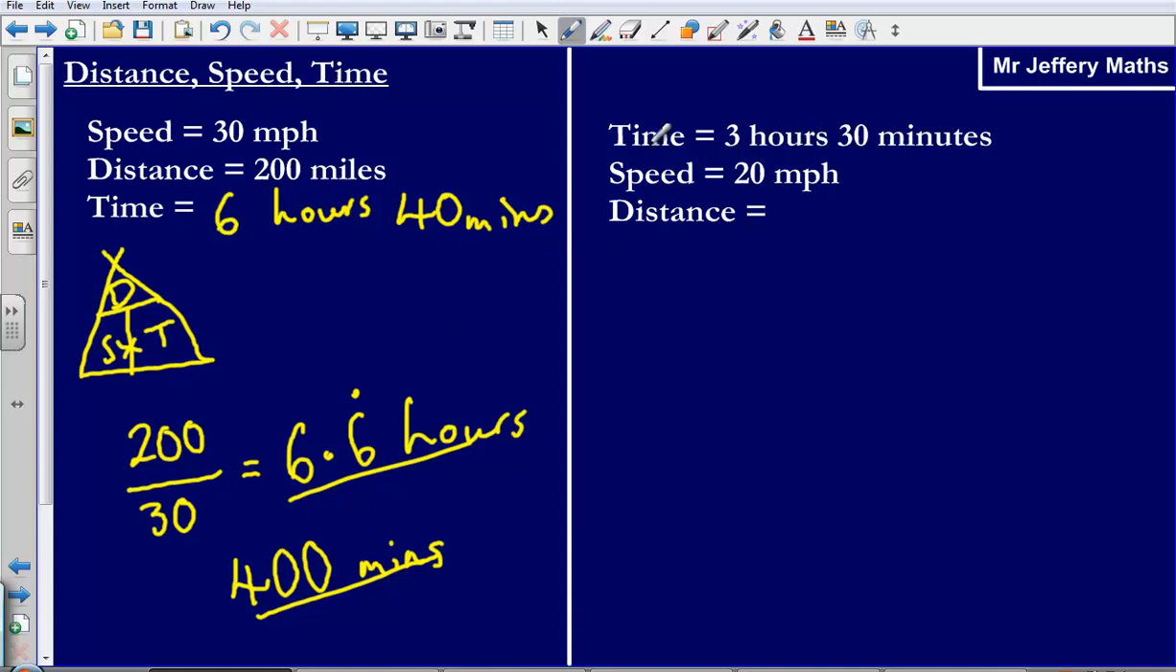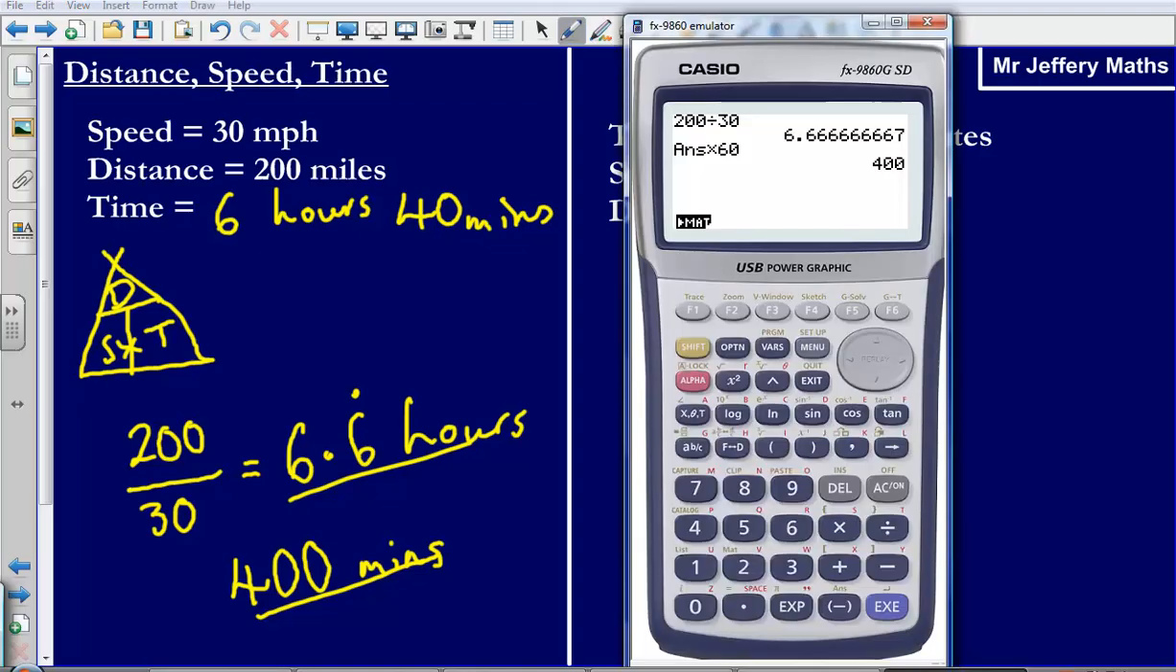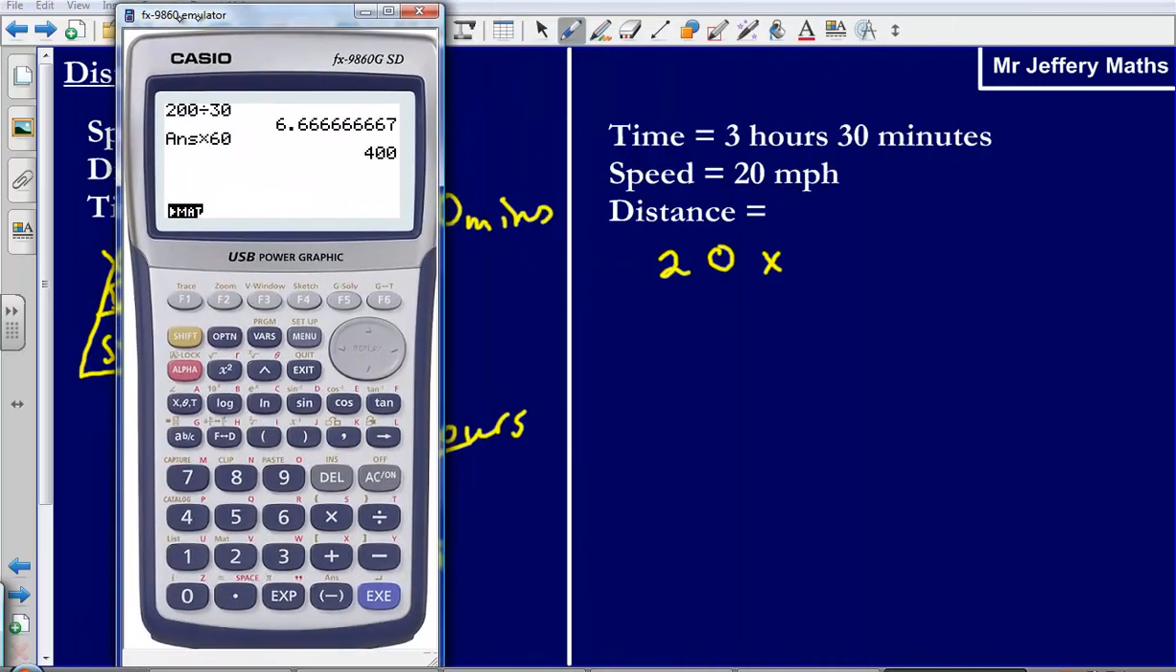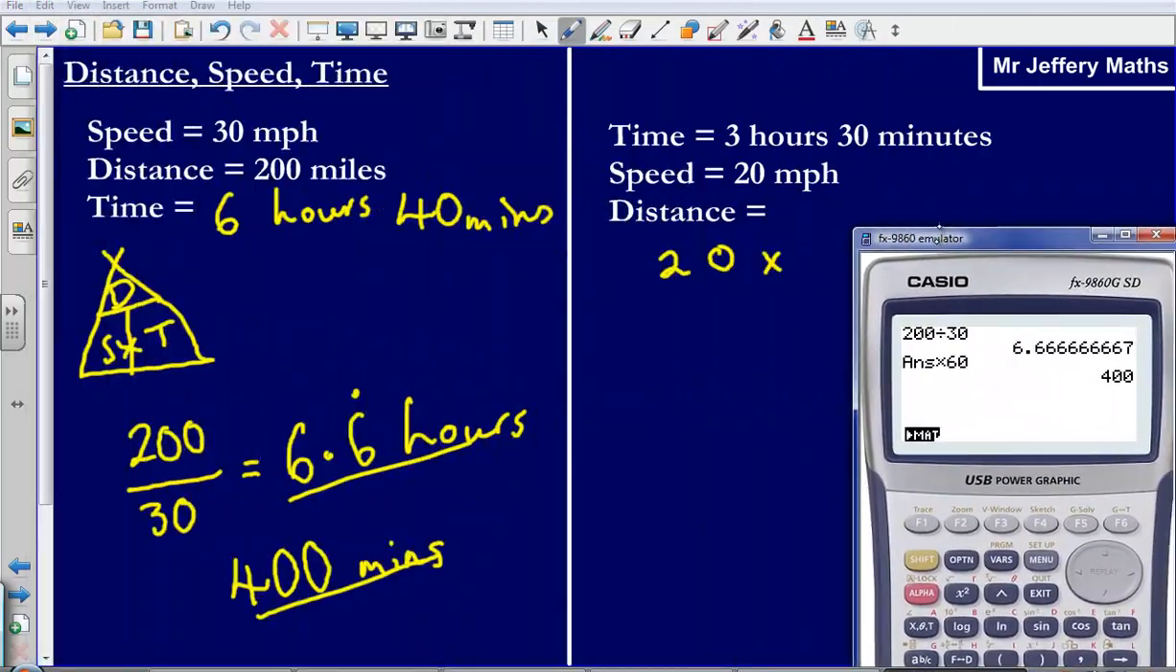Now here I've got again time and speed, looking for distance on this occasion. So I'm going to do speed multiplied by time, 20 multiplied by, now I've got a problem, 3 hours 30 minutes. Ideally I want to have this as a decimal, so what I can do is essentially the reverse process of what we did here. Let's turn this 3 hours and 30 minutes into a decimal.